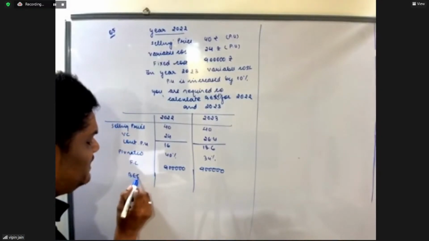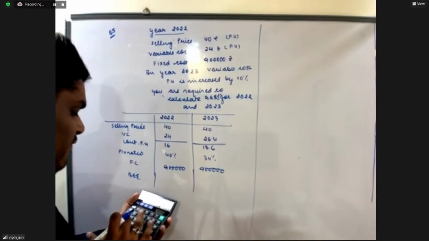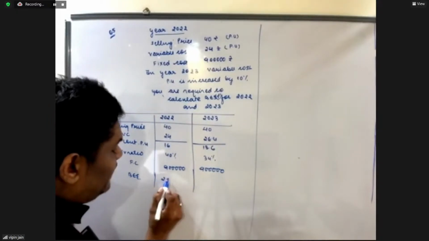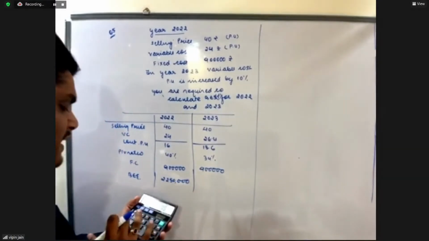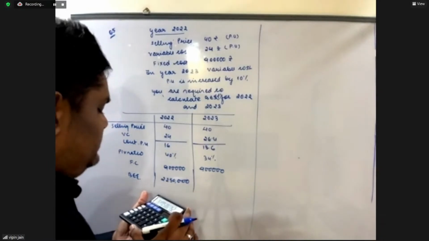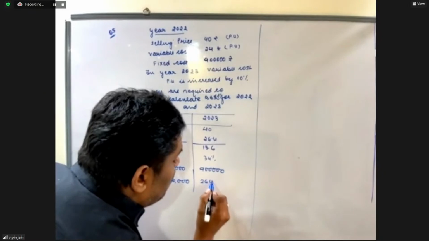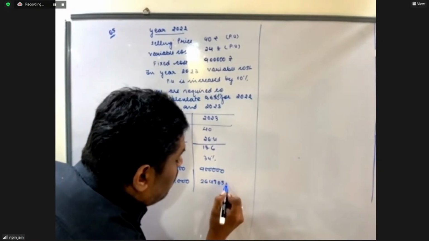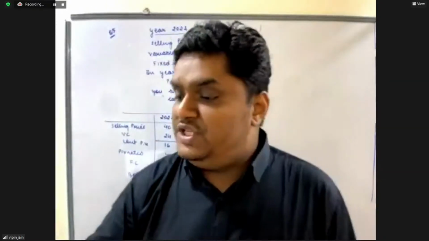So my break-even sales will be, in the first case, 9 lakh divided by 40%. This will be 22 lakh 50,000. And in the second case, it is 9 lakh divided by 34%. That is 26,47,058. So this is the way you guys have to solve the question.